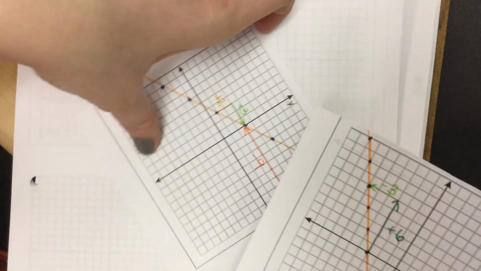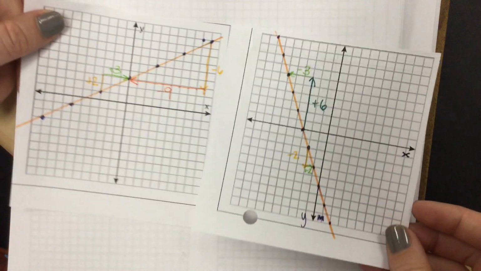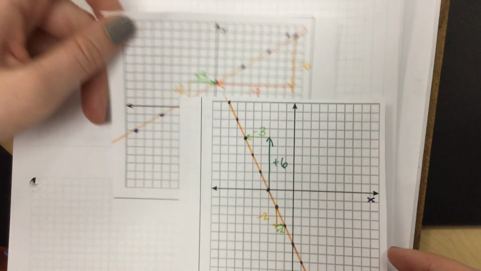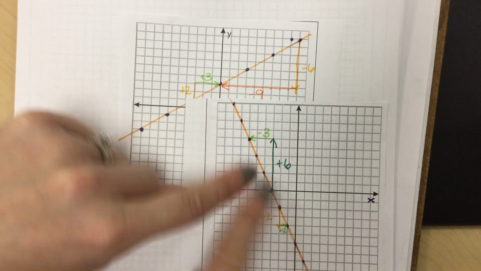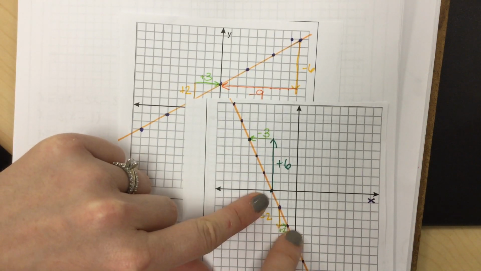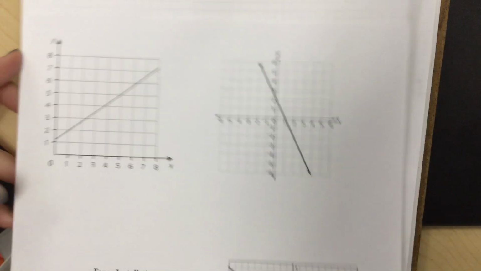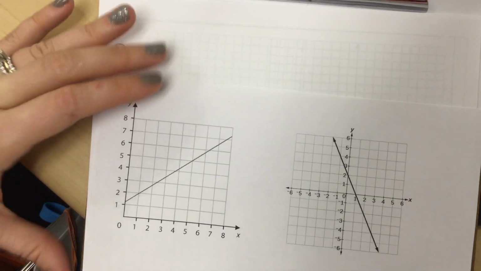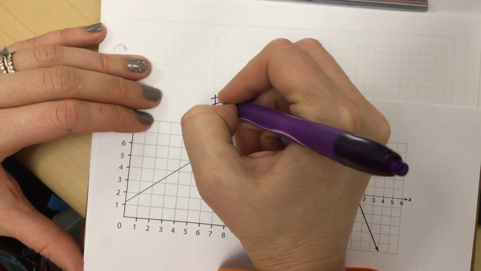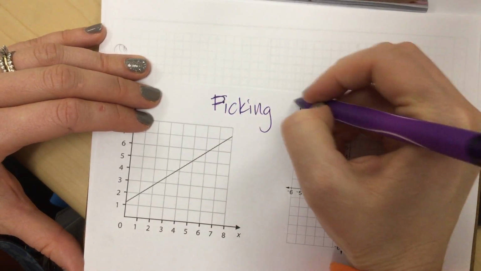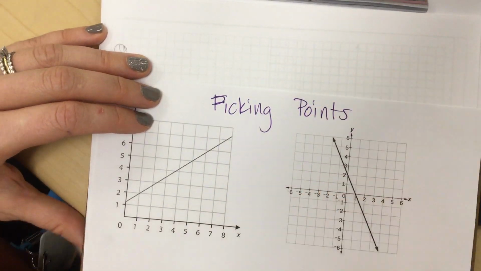If you are lucky, you might be given lines on a graph that already have points identified. And if that's the case, you can pick any 2 points in order to find your slope. However, that's not the case every time. So this will be about picking, not your nose, but picking points.